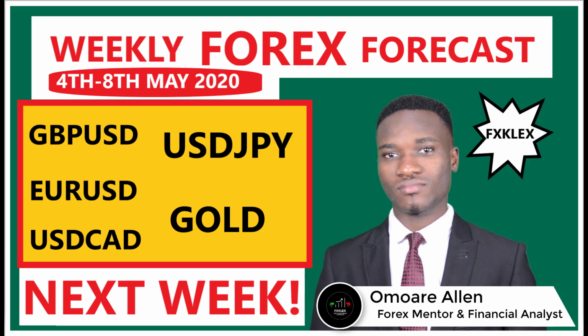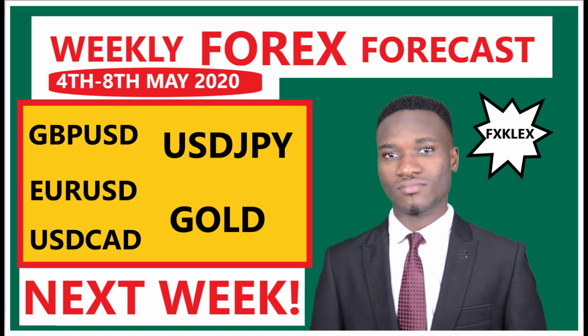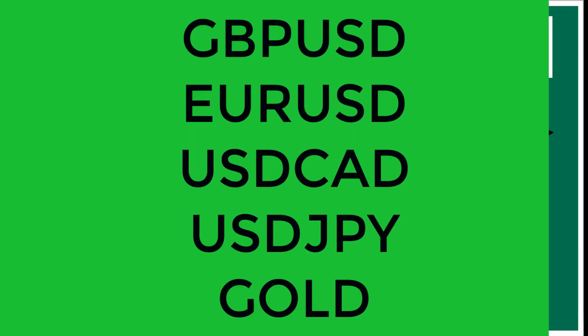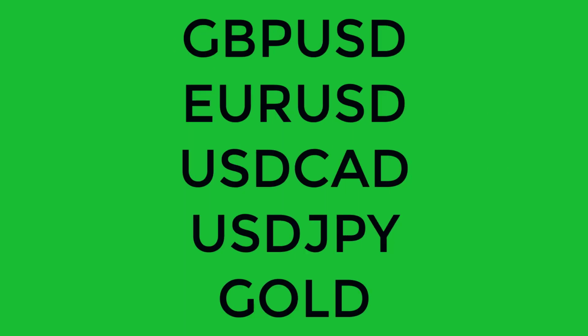In this weekly forex forecast, which is for the 4th to 8th of May 2020, I'm going to be walking you guys through a list of currency pairs I have on my watch list next week, in case of any breakout or trade opportunity. The first currency I have right here is the British pound sterling against the USD. I have the euro against the USD. I have the USD against the Canadian dollar. I have the USD paired against the Japanese yen. And then we're going to wrap up things with gold.